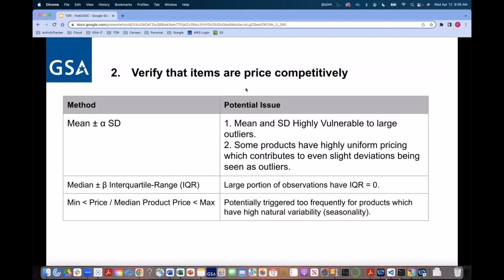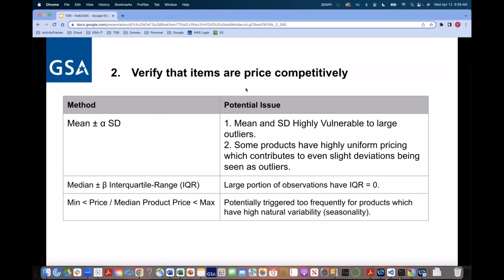And then the other issue with the mean and standard deviation is that a large portion of the data is basically at the catalog price, which means that there's no variation whatsoever, and you don't have a standard deviation if you don't have any variance in your data. It's more or less the same issue with the interquartile range.